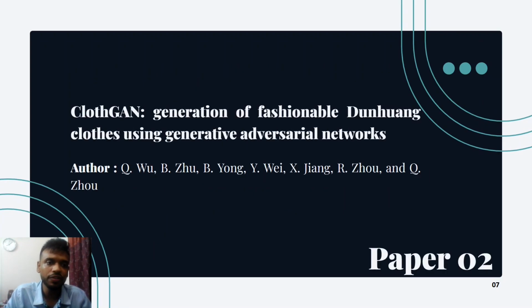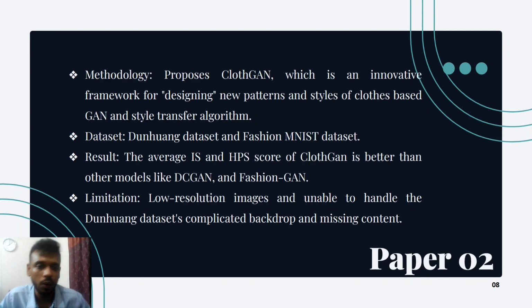Next, we have ClothGAN: generation of fashionable Dunhuang clothing using generative adversarial network. Their work is pretty similar to ours, but rather than using Jamdani motif patterns, they have used the Dunhuang dataset. We have also taken huge inspiration from their evaluation metrics.